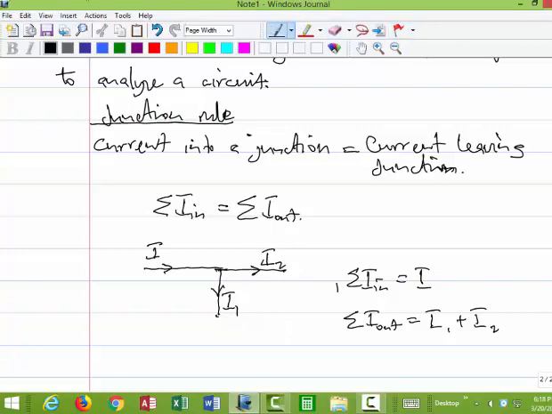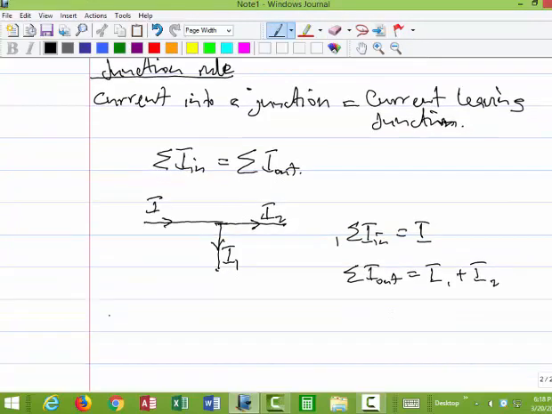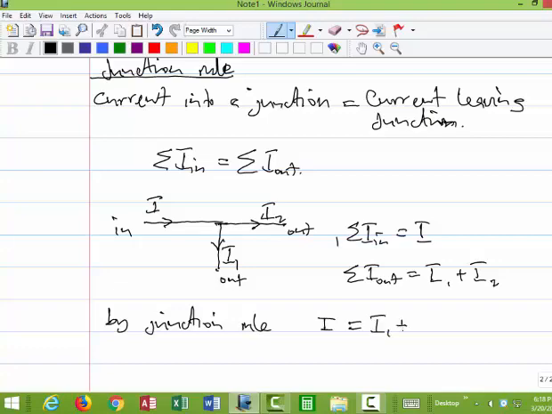And so by the junction rule, so this is in, this is out. So you can say by junction rule, current in equals current out means I equals I1 plus I2. Okay, so that is the way we shall approach this.